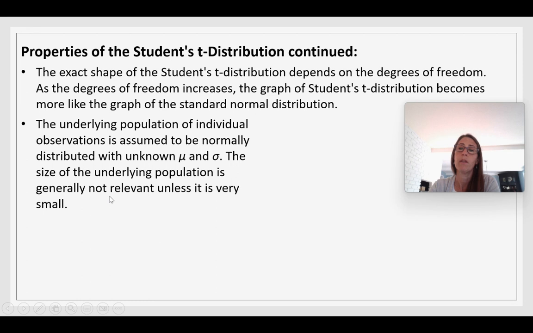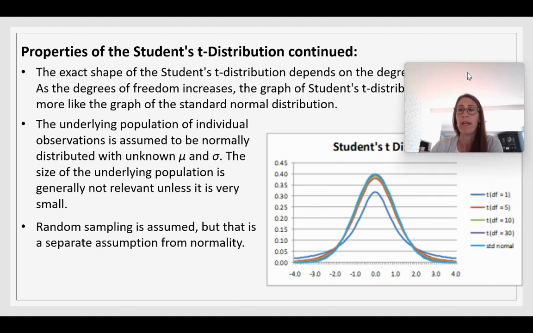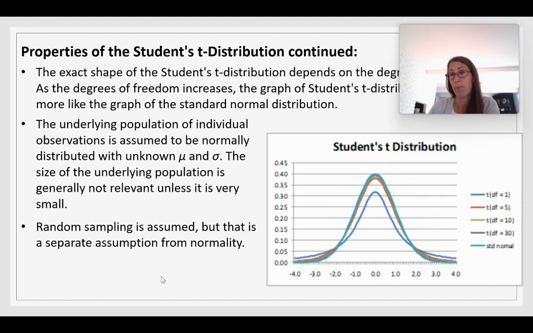The underlying population of individual observations is assumed to be normally distributed with an unknown mean mu and standard deviation sigma. The size of the underlying population is generally not relevant unless it's very small. We're assuming that there's random sampling, but that's a separate assumption from the normality of our original population.